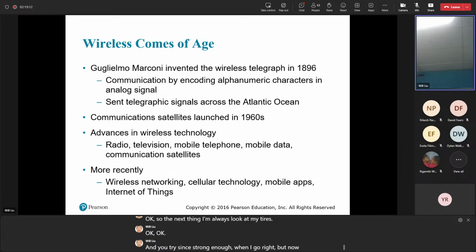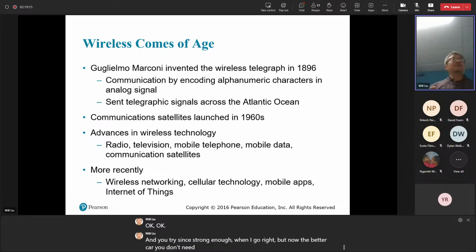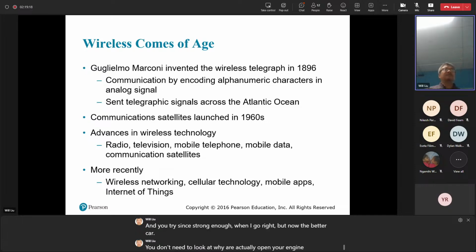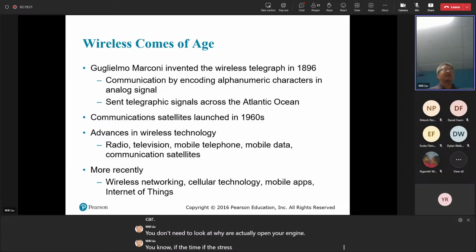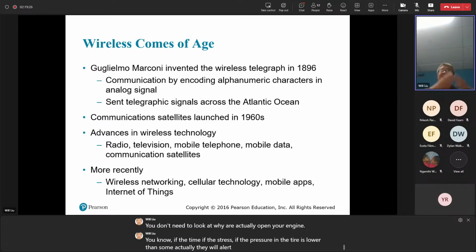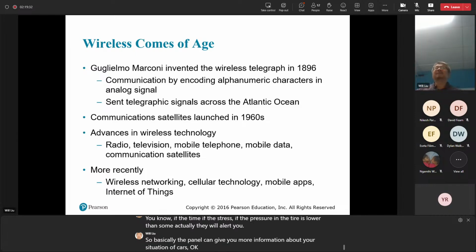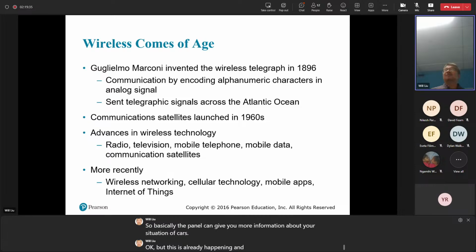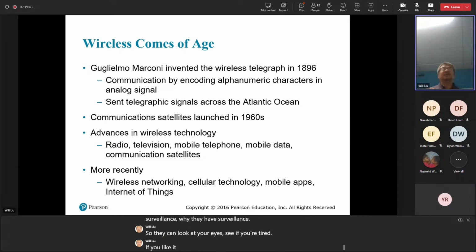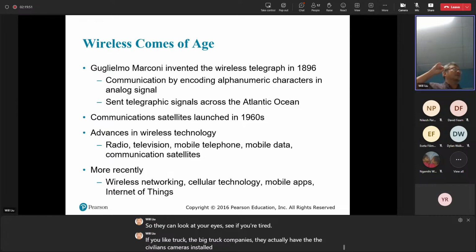But now with a better car, you don't need to look. When you start your engine, if the pressure in the tire is lower than some level, it will alert you. So basically the panel can give you more information about the situation of your car. But this is already happening. And now they even have surveillance, right? The big truck companies have surveillance cameras installed in the car.